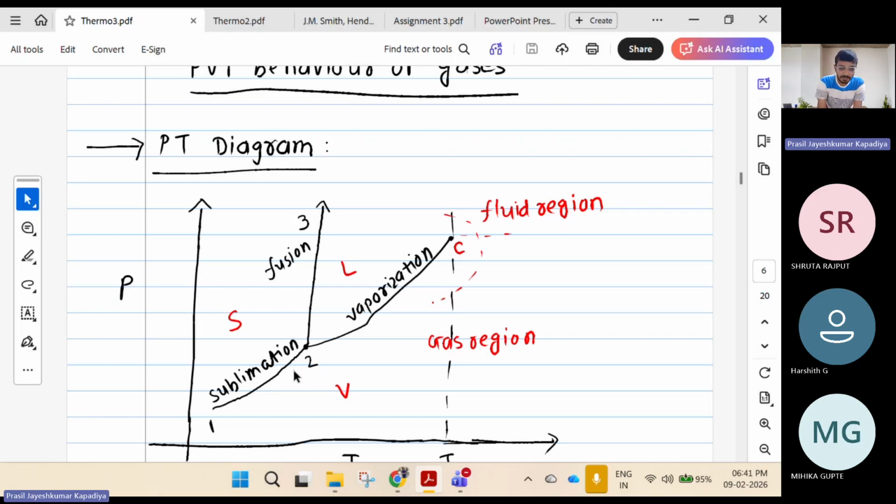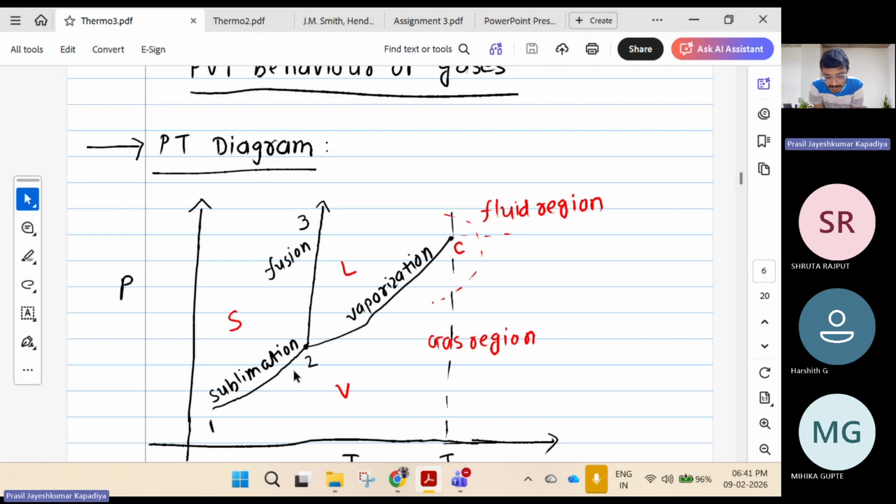So this point 2 is called the triple point, and the triple point is invariant. What does invariant mean? The triple point can't be changed. It occurs at a particular pressure and a particular temperature, and since it's a pure substance, there is no composition term. Can anyone tell me what is the degree of freedom at the triple point?